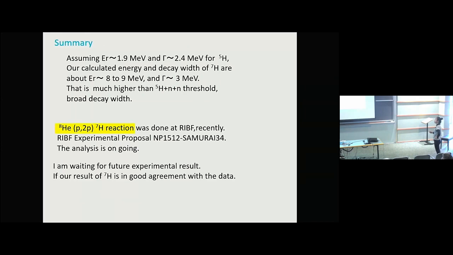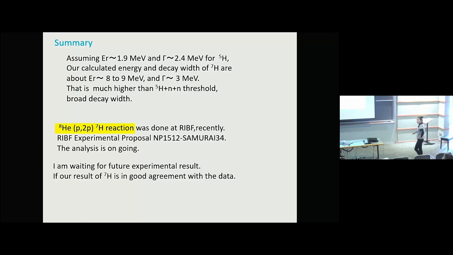Okay, so let me summarize. Assuming ER of 1.9 and gamma 2.4 for hydrogen 5, our calculated energy of hydrogen 7 is about 8 to 9 MeV and the decay width is around 3 MeV. That is much higher than the hydrogen 5 plus 2n breakup threshold.